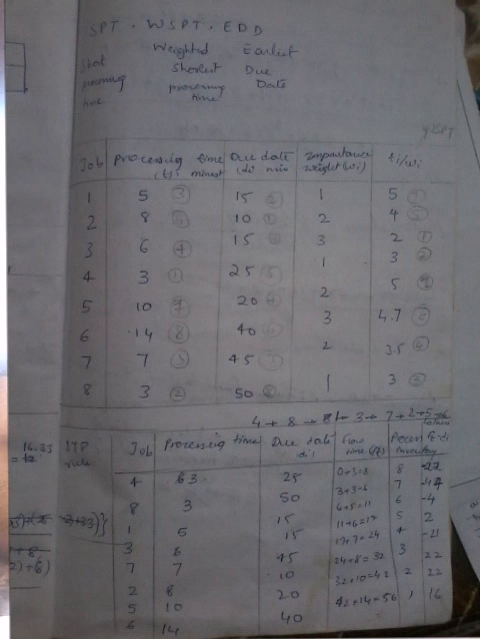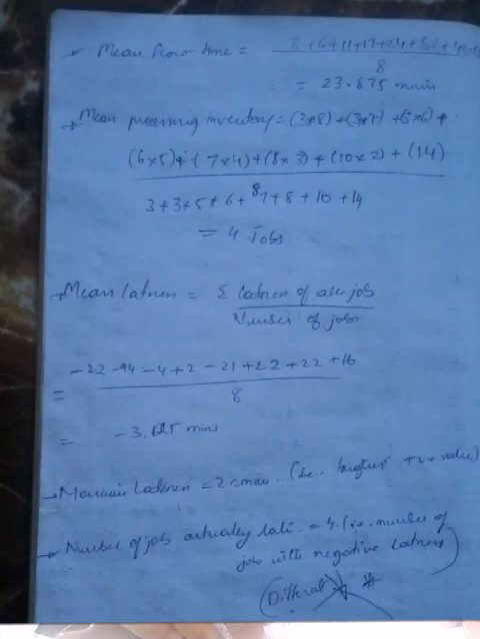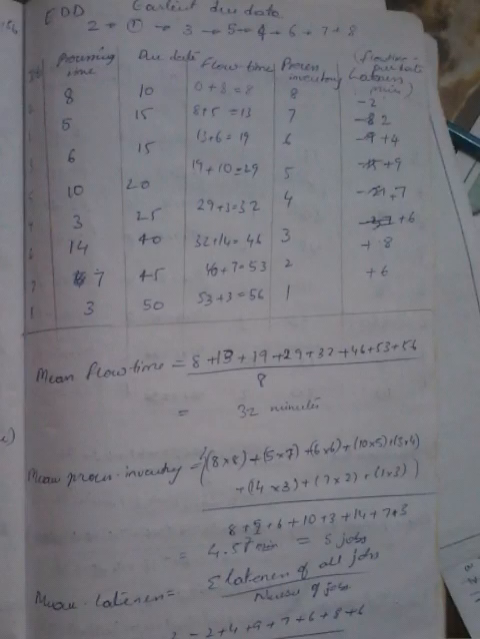Now again the processing times should be arranged in increasing order. After that we keep the due time the same, then flow time, and then process inventory, that is 8 here, so 8, 7, 6, 5, 4, 3, 2, 1. After that, lateness, this is something new this time, that is the difference of flow time minus due date. We get values in negative.